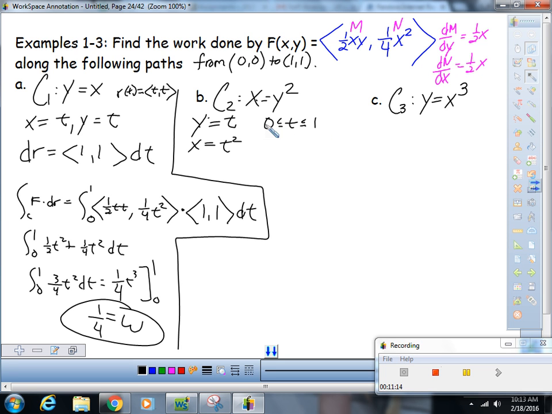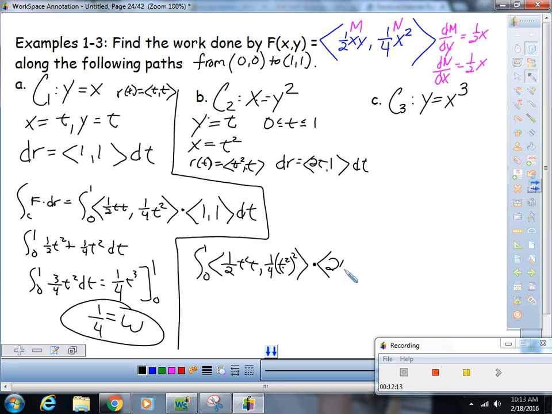Okay, so what is, well, r of t is what? T comma t squared. T squared comma t, thank you. Alright, so dr equals 2t comma 1 dt. So we are going to do the integral from 0 to 1 of 1/2 xy, 1/2 t squared times t, comma, 1/4 t squared squared, dotted with 2t comma 1 dt. You guys okay with that?